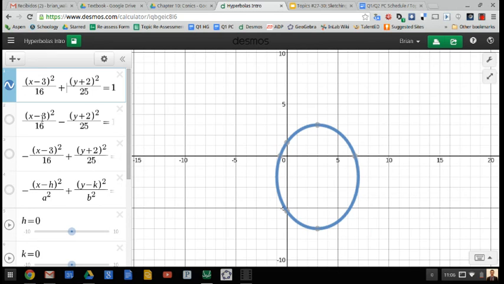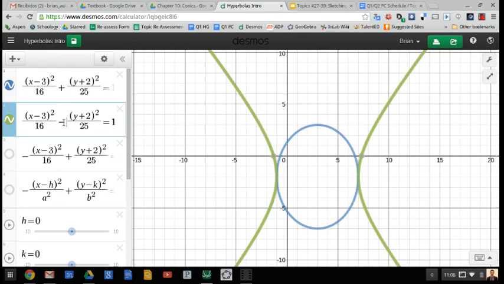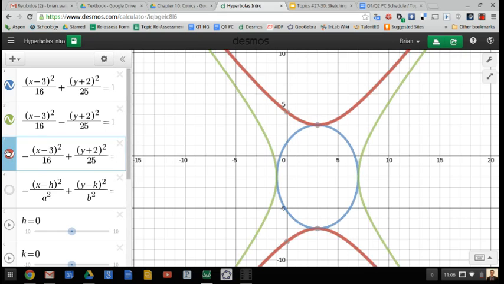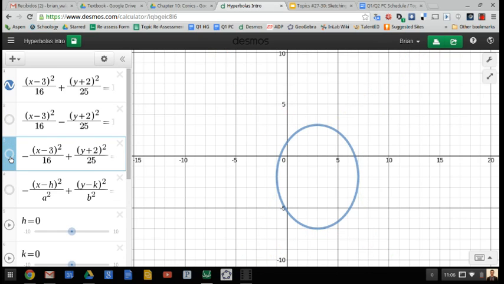And so the cool thing is that if you make it negative, you can see that it hugs what the ellipse would have been. And if you take this negative and you put it in front of the x value, it just flips the other way. And so you've got these 2 different types of hyperbolas that can be created off of what would have been an ellipse.